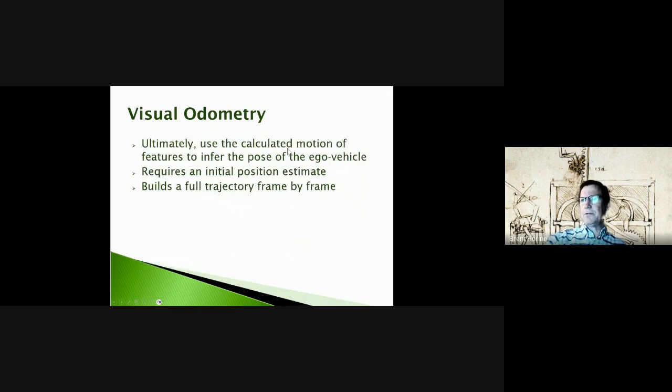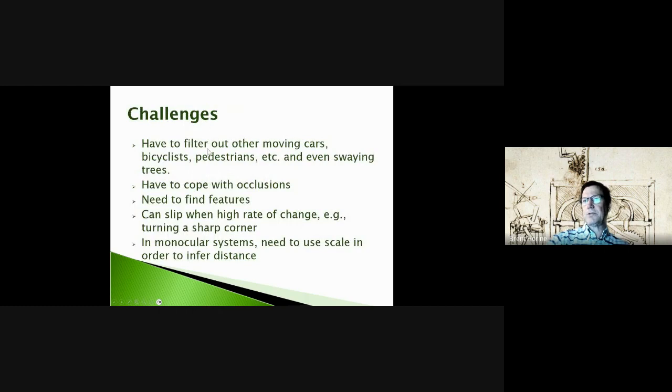So ultimately, we're going to use the calculated motion of those features to infer the pose, or the location and orientation of the ego vehicle, right? And this still requires an initial position to estimate. But we can build up a full trajectory frame by frame, right? So what are some of the challenges with this, right?